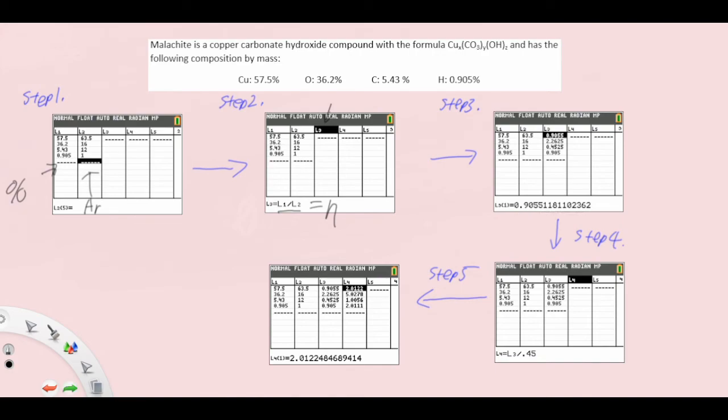Now you just want to find the mole ratio. Divide by the smallest number, which is 0.4525. So in L4, L3 divided by the approximate value, 0.45, is good enough. You'll get a very close value, as you can see right here, and this will obtain the mole ratio of the elements.